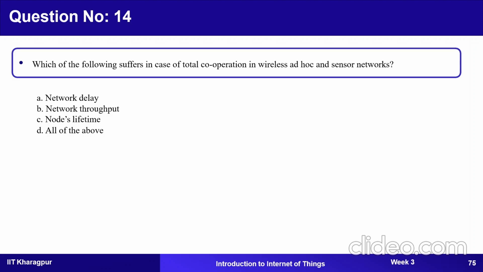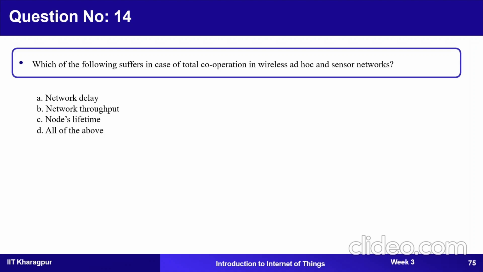Correct option for this is node's lifetime. So basically there are two techniques used in wireless ad hoc networks. First one is total cooperation, and second is total non-cooperation. So if there is total cooperation between all the devices present in the network, then the intermediate nodes between the two sensor nodes will send the data whatever they receive. Okay, they are going to exchange the data.